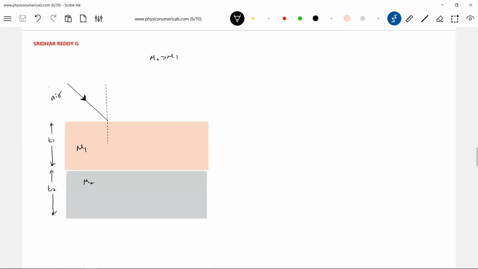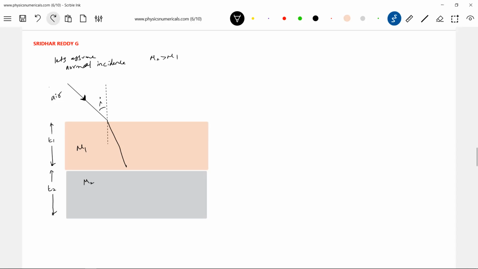Now, interference in thin films is what we have. So a ray is incident from air on a first film of refractive index mu1 and thickness t1. So here the ray will undergo, let the angle of incidence be very small, let's assume normal incidence. So i will be very small. So the ray will undergo refraction.